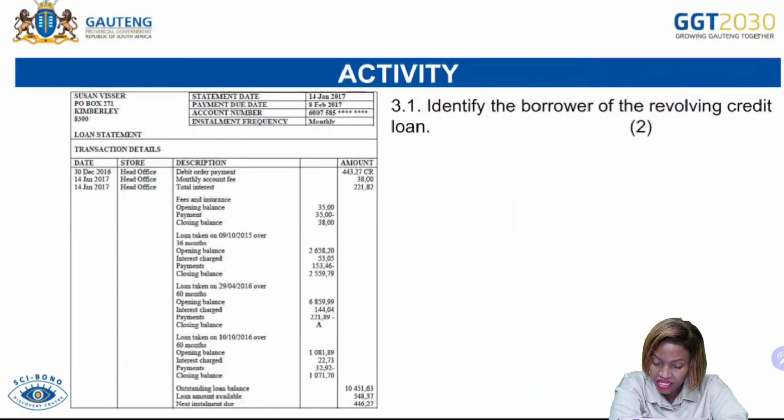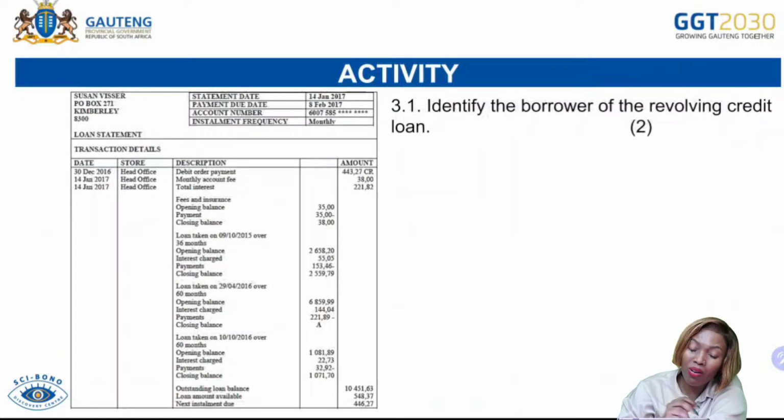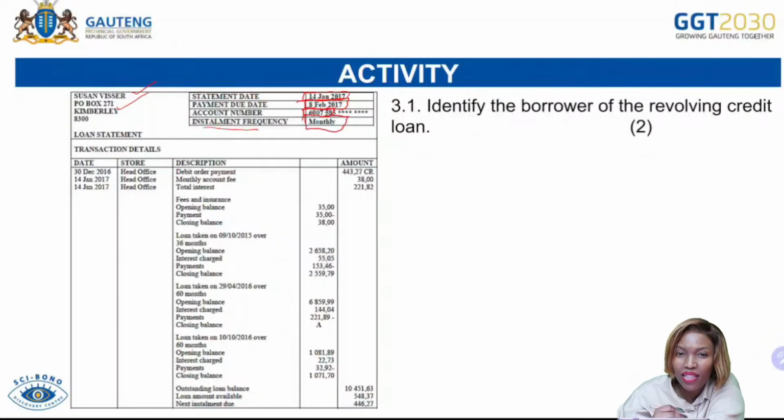3.1, identify the borrower of the revolving credit loan. Before we answer the questions, we were supposed to go through our statement. So this is the statement for Susan Fisher that lives in Kimberley. And the statement date is the 14th of January 2017. The payment due date, so she must make a payment by the 8th of February. And then this is the account number. And then the installment frequency. So it means the installment is every month on a monthly basis.